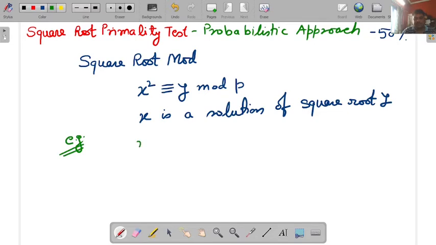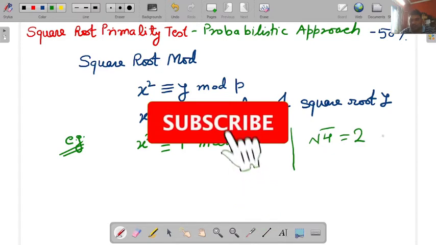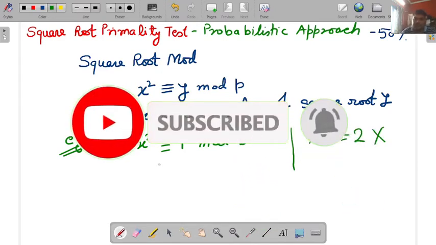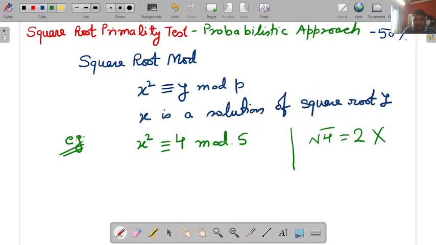For this example, let x square is congruent to 4 mod 5. I am interested to know what is the square root of 4, what is the solution of the square root of 4. If you think that the solution in modular arithmetic is 2, it is wrong. So how to do this? For that, we will find out the set of residue.